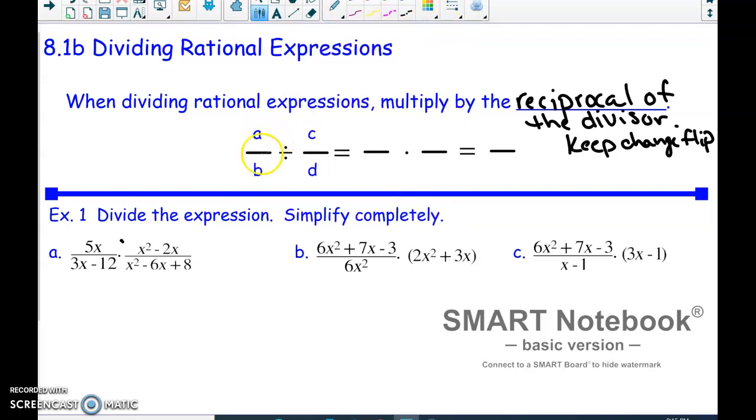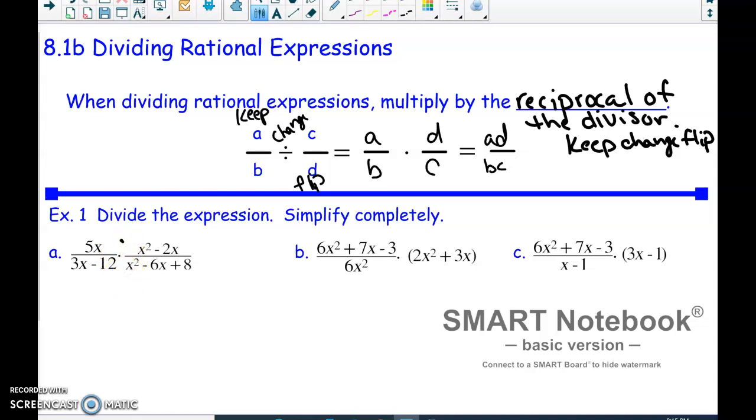All right, so we're going to have A over B divided by C over D. So we're going to keep this first term, A over B. Then we're going to change division to multiplication. So this is our change. And then we're going to flip that second fraction, so flip D over C, and then multiply. A times D is AD. B times C is BC. So keep, change, flip.